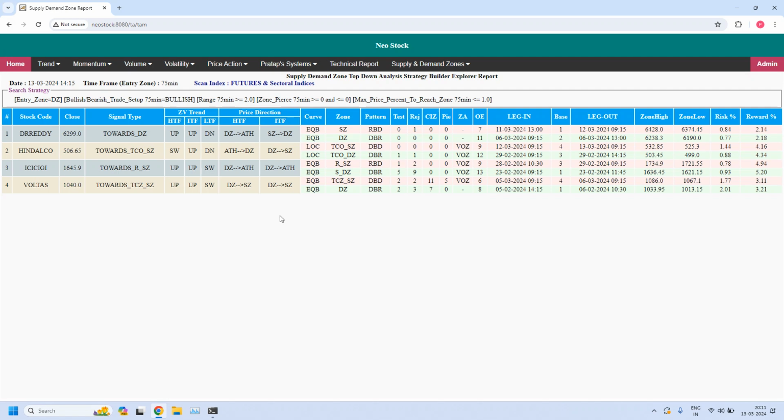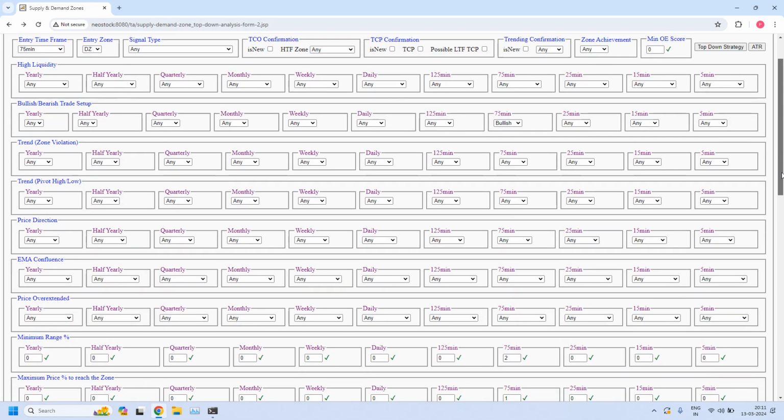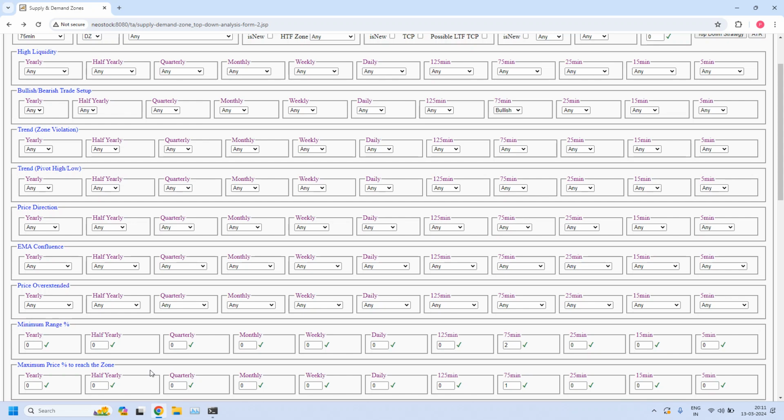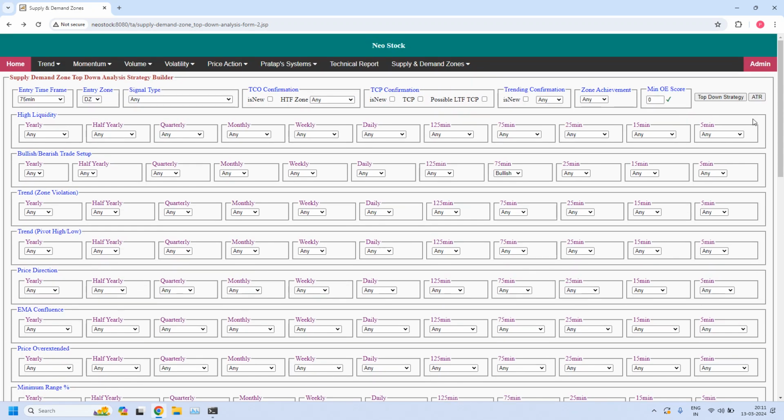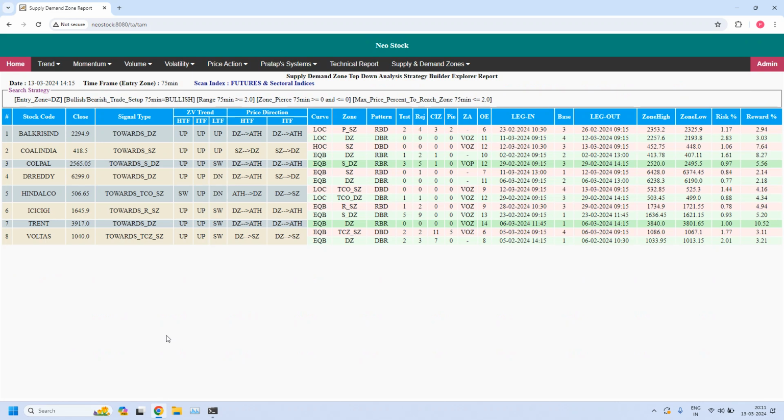Now within 2%, how many are there? Let us find. So for maximum price percent to reach the zone, at 75 minutes, I am changing 1% to 2%. Now 8 stocks. This includes the previous 4 stocks, plus 4 more new stocks. The remaining stocks are within 2% close to the demand zone. That means if the price is down by 2% tomorrow, you may get an entry in some of these stocks.